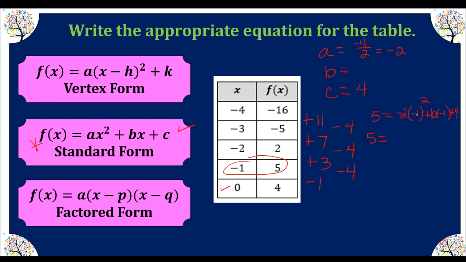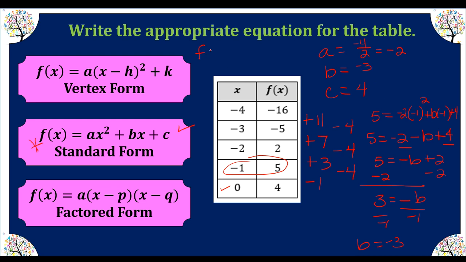I square negative 1, multiply that by negative 2. I multiply b times negative 1. And then I combine like terms. Negative 2 plus 4 is plus 2. Solve for b. Divide each side by the negative 1. And my b value is negative 3.